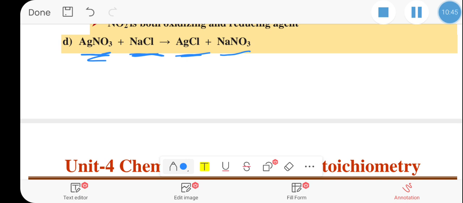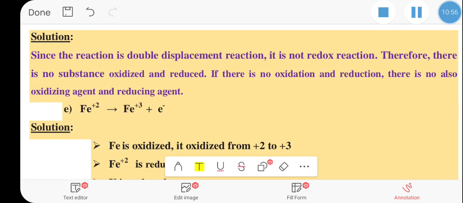ይሄኛውን ኢኩዌሽን ኦክሲዴሽን ነምበሩን ካልኩሌት ብናደርግ በሪያክታንትም በፕሮዳክት ሳይድም የእያንዳንዱ ኤሌመንት ተመሳሳይ ነው የሚመጣው። Therefore, since the reaction is double displacement reaction, it is not redox reaction. Therefore, there is no substance oxidized and reduced. If there is no oxidation and reduction, there is also no oxidizing agent and reducing agent.